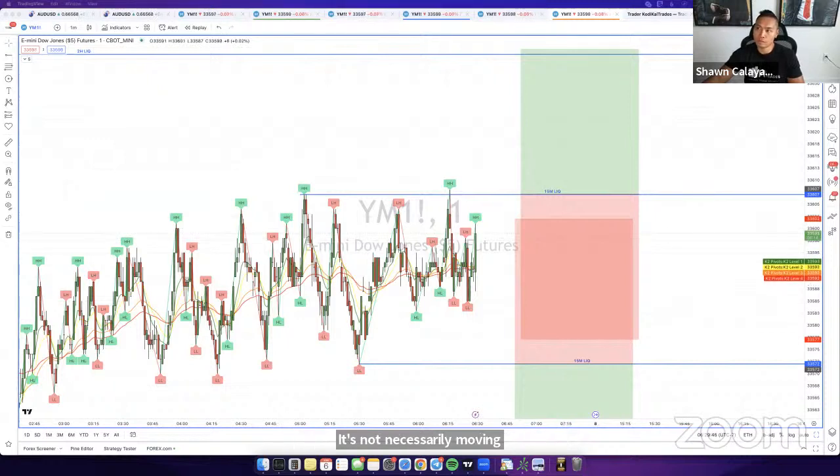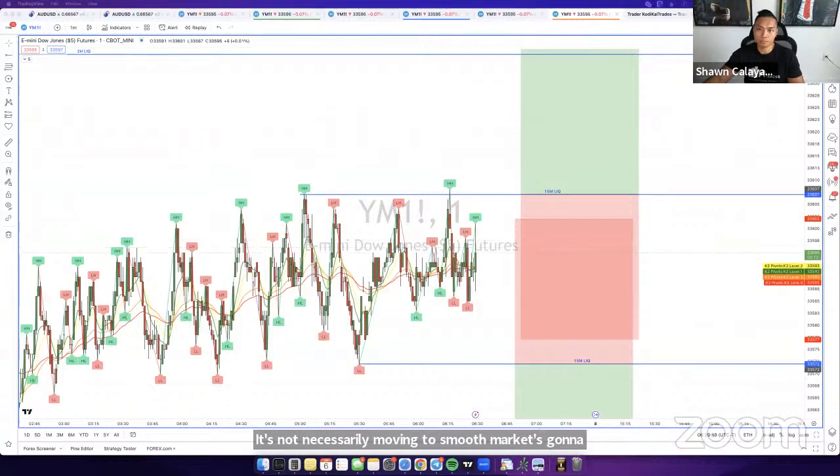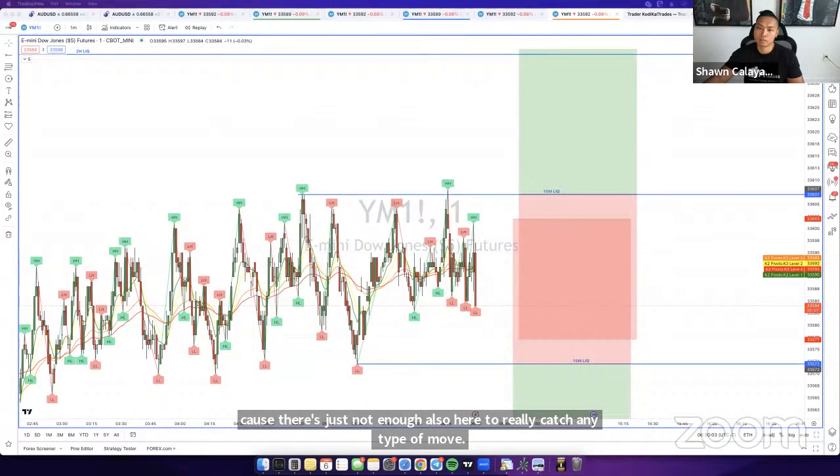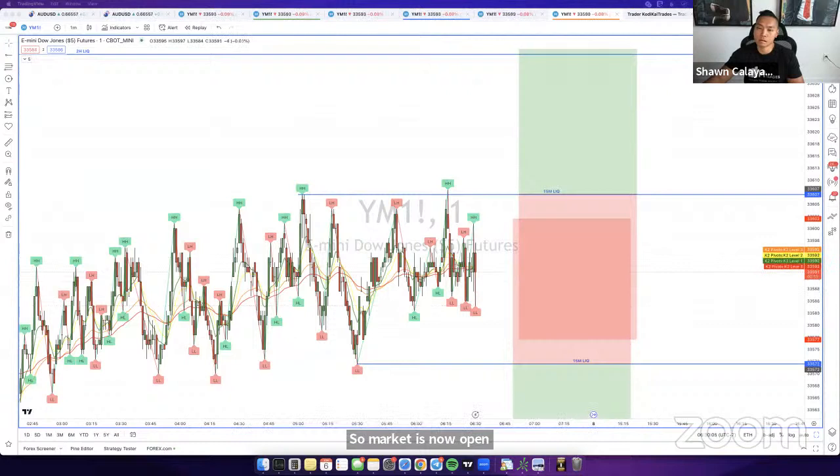The market's going to open in about 10 seconds, guys. But you guys can see how the market's moving very slow. So we'll see. I'm probably only going to go for 100 pips because there's just not enough volatility here to really catch any type of move. So market is now open. See where this ends up going.